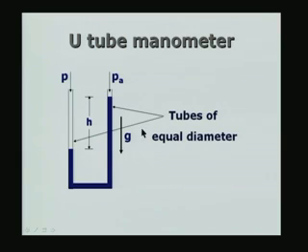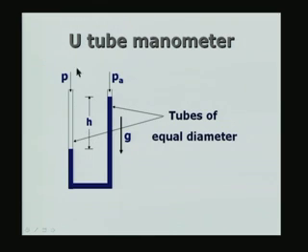And let us look at the principle of operation of this. We have two tubes of equal diameter, the gravity is acting in the downward direction, and when I apply a pressure difference, P is the pressure to be measured, Pa is the atmospheric pressure, which is acting on the other limb. We have a liquid which is filling this tube, and this liquid is called the sealing liquid. It is also called the manometer liquid. This liquid has a certain density, and under the action of gravity it has some weight.